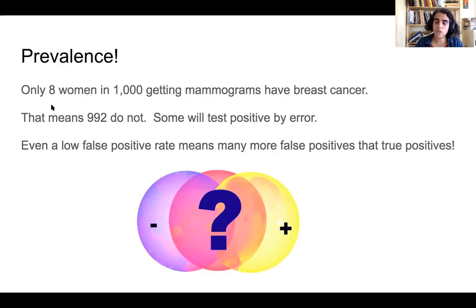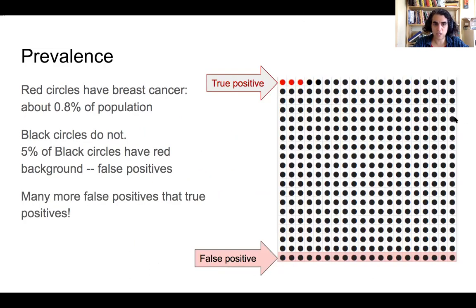So this very low prevalence, this overwhelming number of people who are healthy, means a low false positive rate will still make for more false positives than true positives. Let's look at some pictures because this can be a little hard to understand.